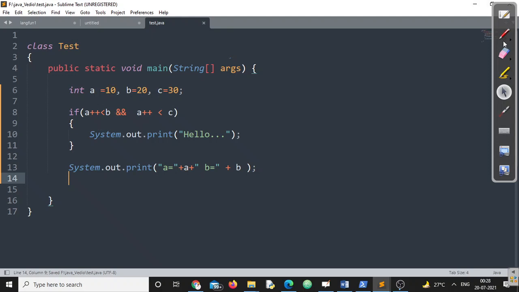Before going into that, let us examine. Value of a is 10 and b is 20. Can you please tell me what will be the value of this one? A plus plus. Here a will be used first. What is the value of a? 10. 10 will be used first.